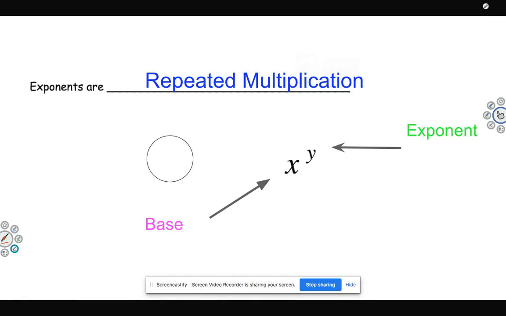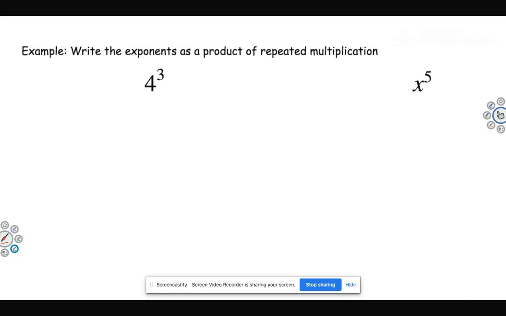All right. Here are some examples of what exponents would be using regular numbers. If we're writing the exponents as a product of repeated multiplication, in 4 to the third, 4 is our base and 3 is the exponent. That would mean multiply 4 by itself 3 times. That would be 4 times 4 times 4, and you can actually evaluate that in your calculator if you wanted to.